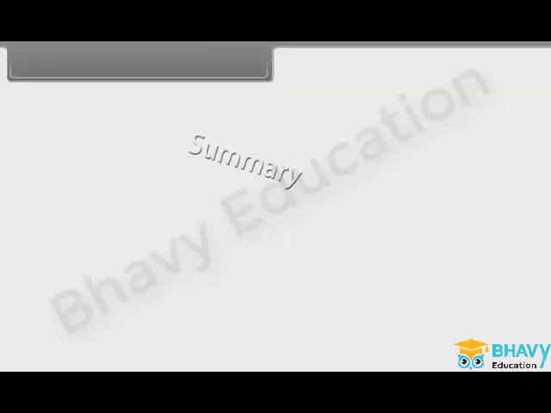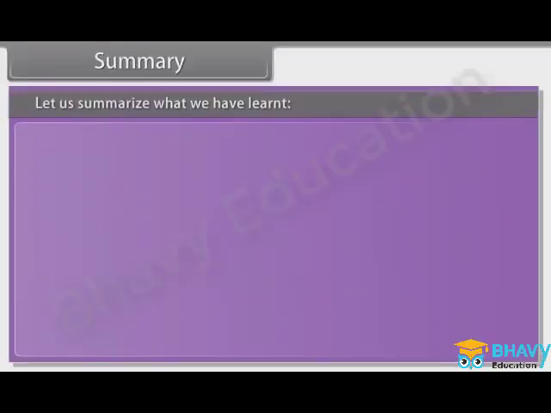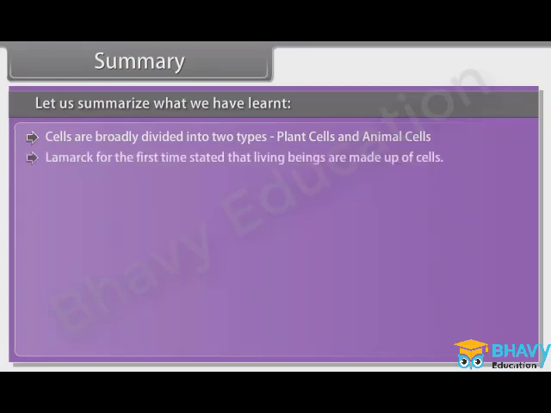Summary. Let us summarize what we have learnt. Cells are broadly divided in two types, plant cells and animal cells. Lamarck for the first time stated that living beings are made up of cells. The term protoplasm was coined by Purkinje.